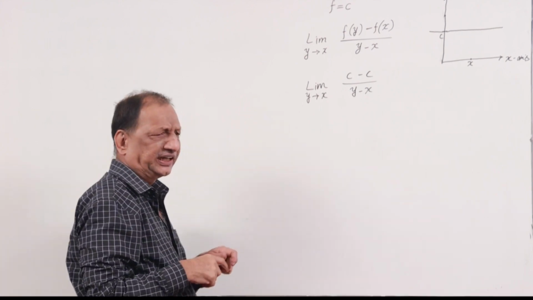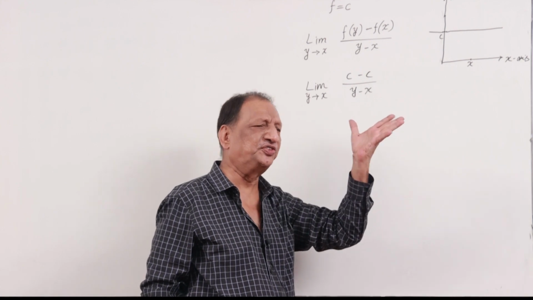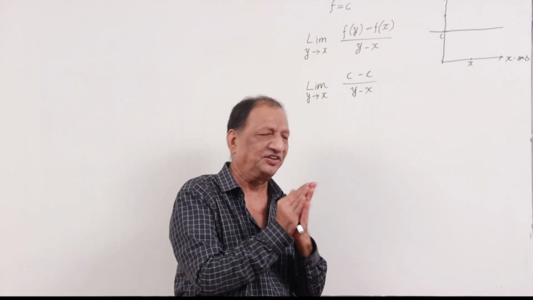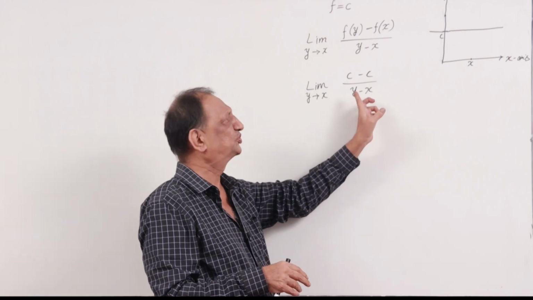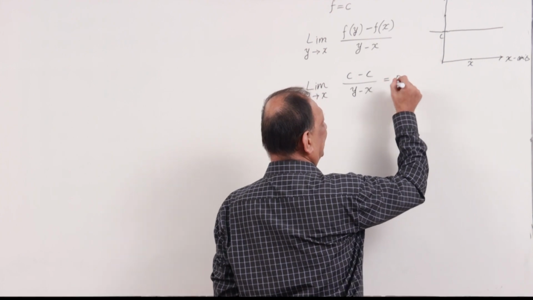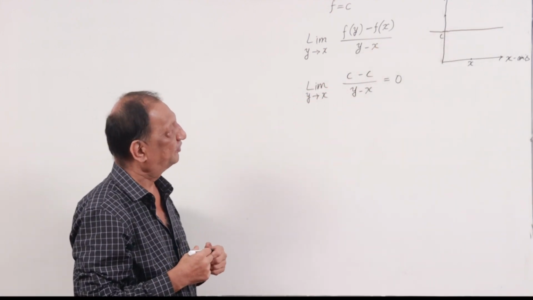Now this is not indeterminate. c minus c is 0, all right. But y minus x, we never assume it to be 0 because y only tends to x. We never touch the x, that's the reason. So there's always some non-zero value there. So 0 by non-zero value is always 0. So slope is 0. In fact, slope of the line is 0. No? Tangent line is 0. That is for a constant.